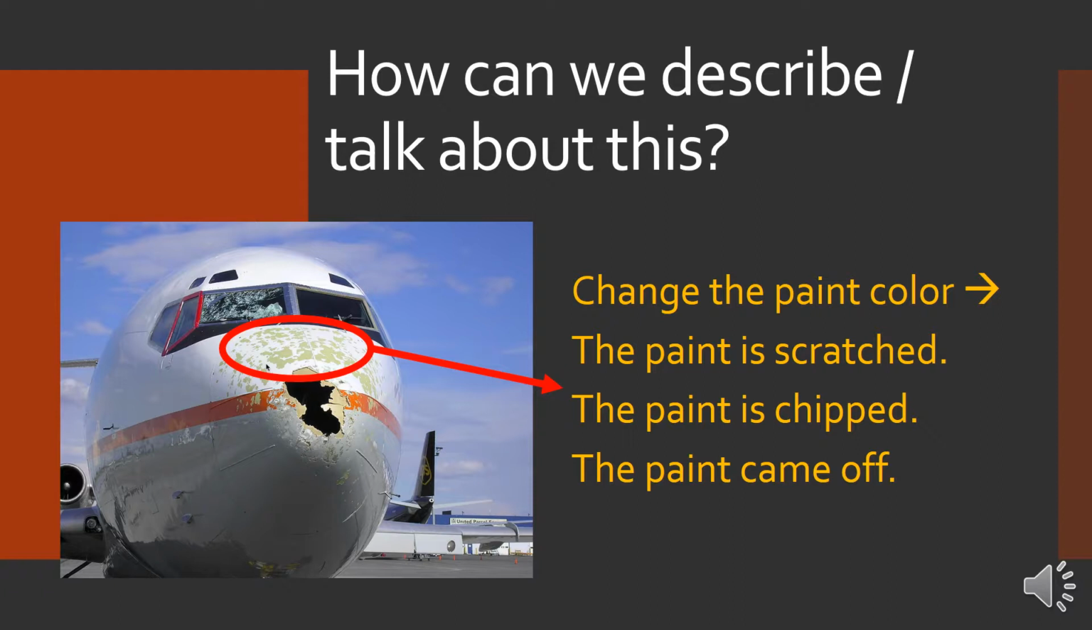Next, we're going to talk about the paint on the front of that aircraft. We said, change the paint color, although that's not the best way to talk about it. We're going to talk specifically about the paint. The paint is scratched, or the paint is chipped. Chipped paint we use a lot, especially for cars or walls where the paint is coming off. We say, the paint is chipped, and the paint came off.